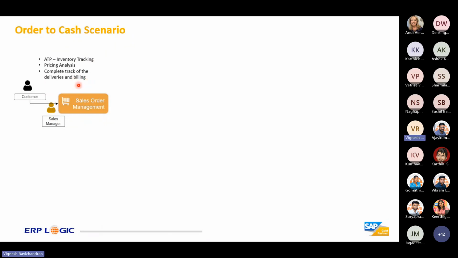And finally, a complete track of the delivery and billing, which is the document flow. In a single screen, we can see what stage the order is in, whether it is in the delivery stage or in the invoice stage. Let's quickly check in our system how to create a sales order, and I will go through the key highlighted points which we discussed now.